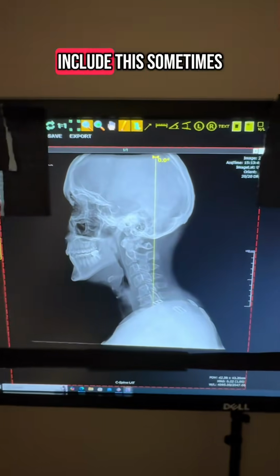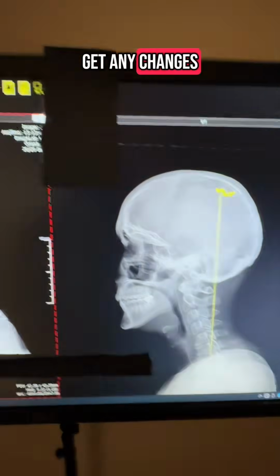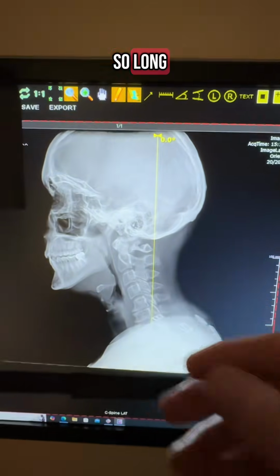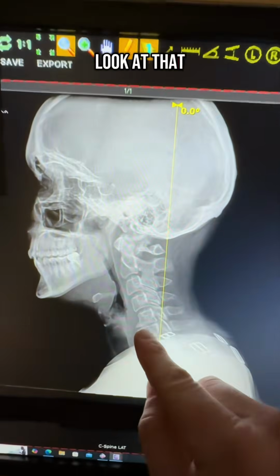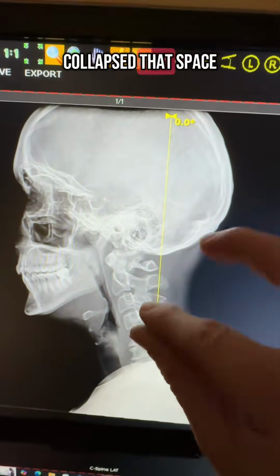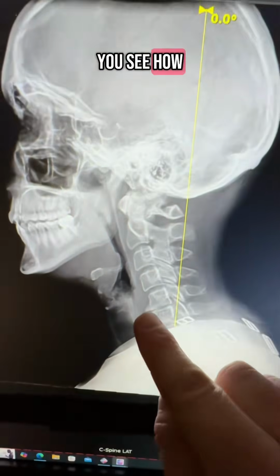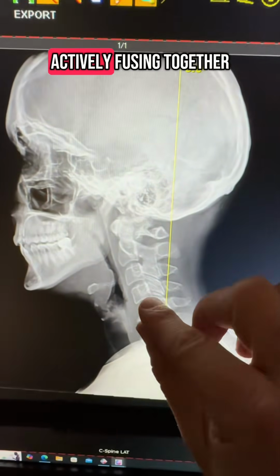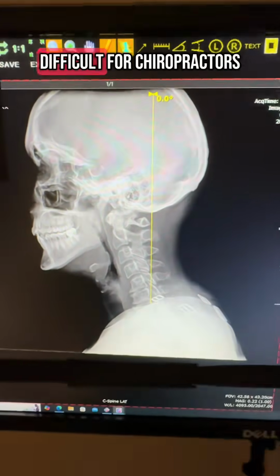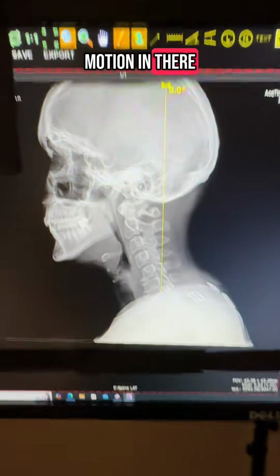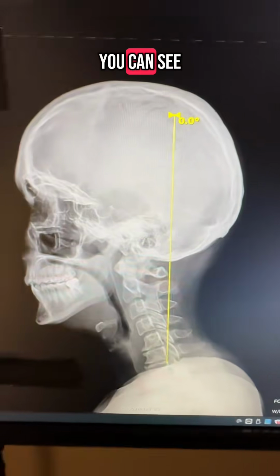I wanted to include this. Sometimes we actually don't get any changes when things have been progressing for so long. Look at this patient, mid-30-year-old. Look at that amount of degeneration. You see how collapsed that space is compared to the other ones? And you see how you have these spikes coming off? These things are actively fusing together. Makes things really difficult for chiropractors to push some motion in there. That's before, that's after. You can see not much change.